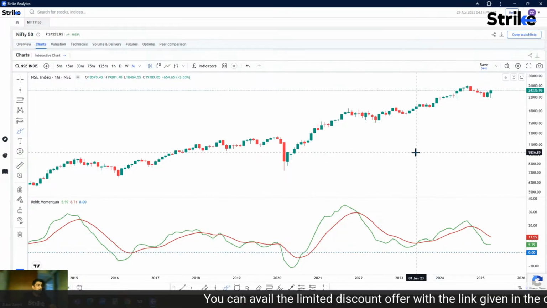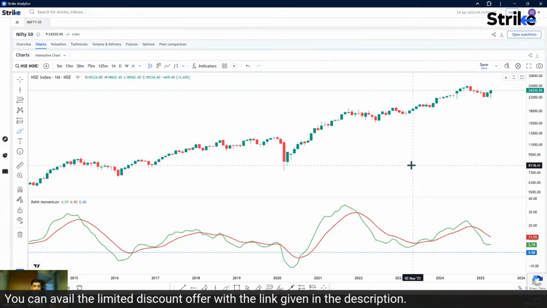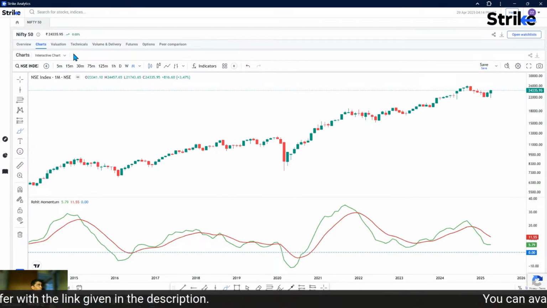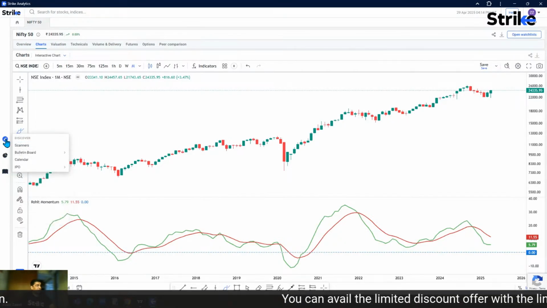Now the question is, where will you find which stocks have given new buy signals and all that? All of this you will find in the scanner section. On the left hand side, there's this button, discover. Click on scanner.